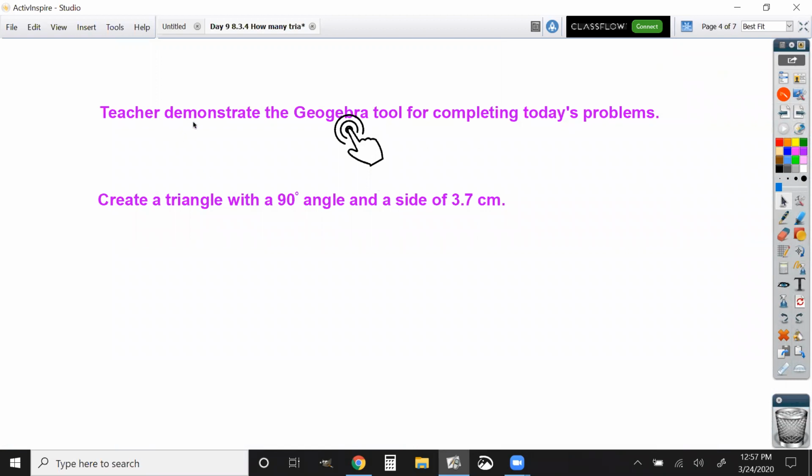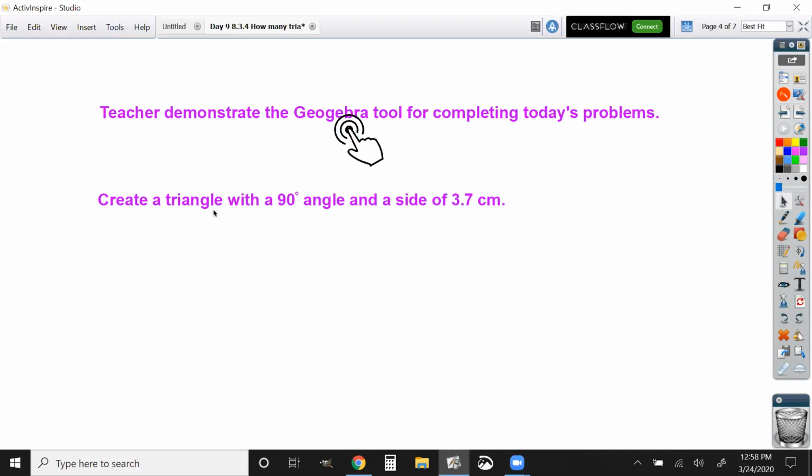So we're going to be using a tool today. It's also linked on your Google Classroom assignment, and it's linked in other places. But this GeoGebra tool, there's one that's in our textbook that's good. I think this one's better. So I'm going to show you how to use the GeoGebra tool for completing today's problems.